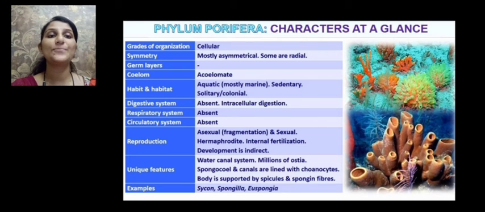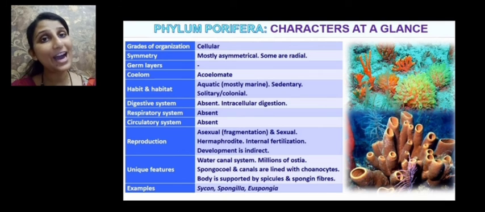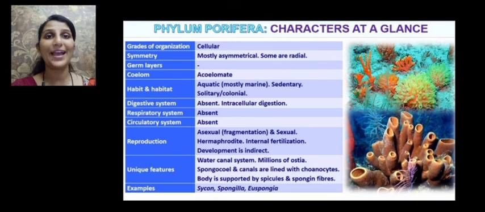The respiratory system is absent, the circulatory system is absent, and reproduction can be asexual or sexual, and the body is hermaphrodite, in which the male and female sex organs are seen on the same body, and fertilization takes place inside the body, so it is called internal fertilization, and development is indirect because they have a larval stage in their life cycle. And the unique feature is the presence of water canal system and support given by spicules and spongin fibers. Examples of poriferans are Sycon, Spongilla and Euspongia.